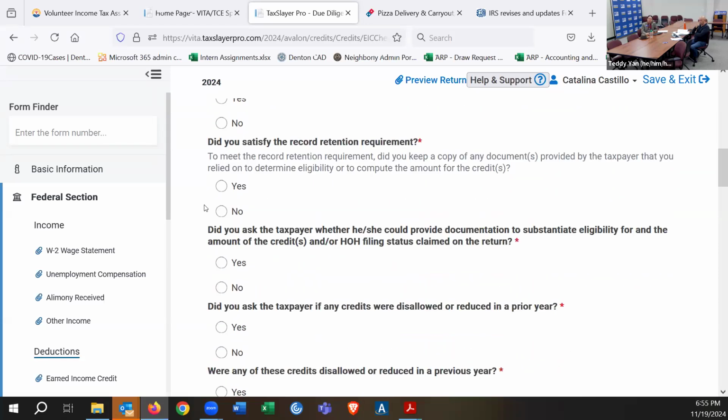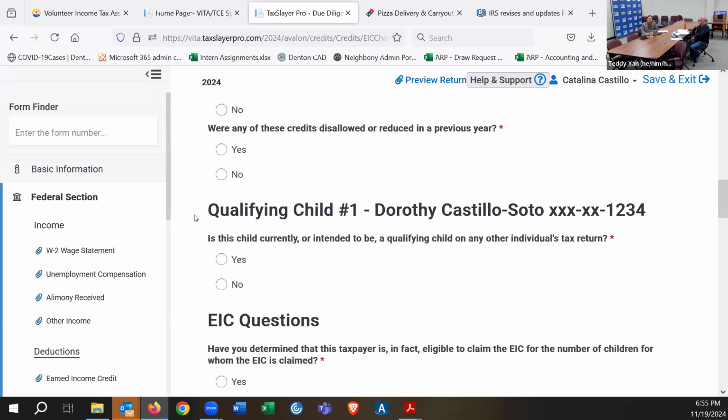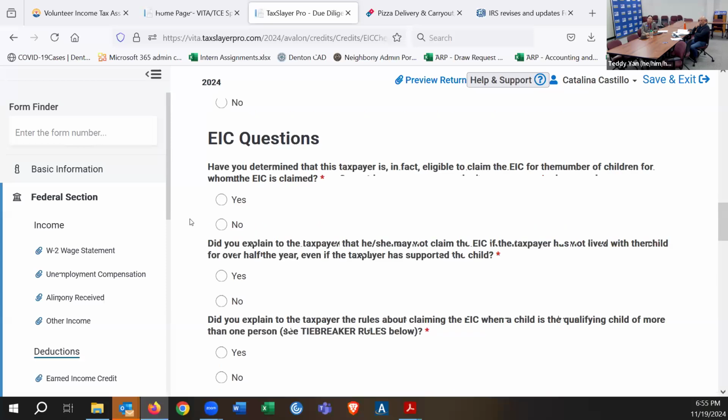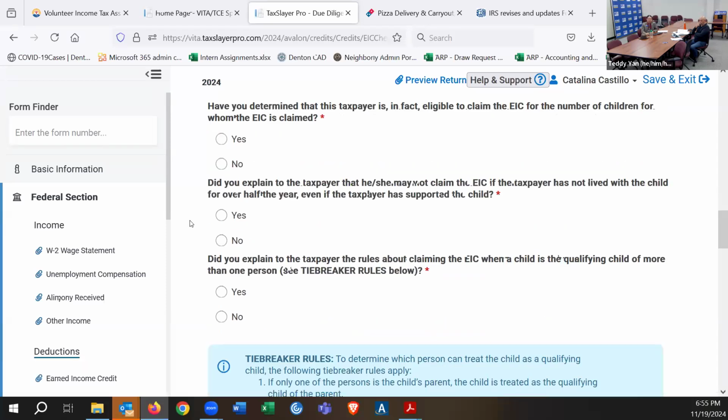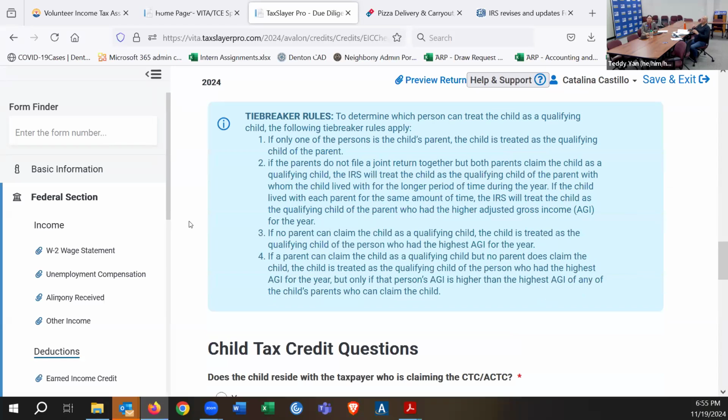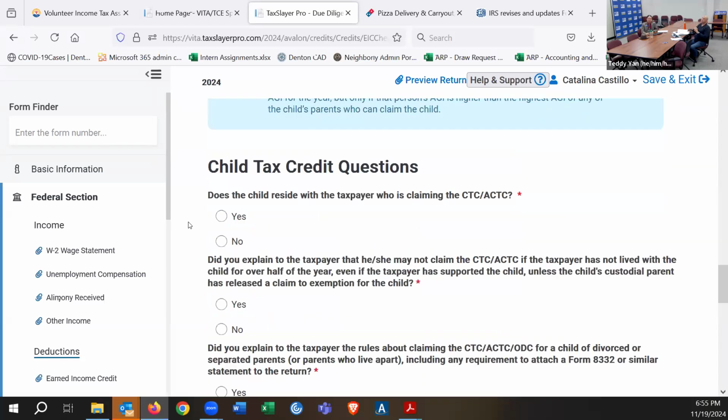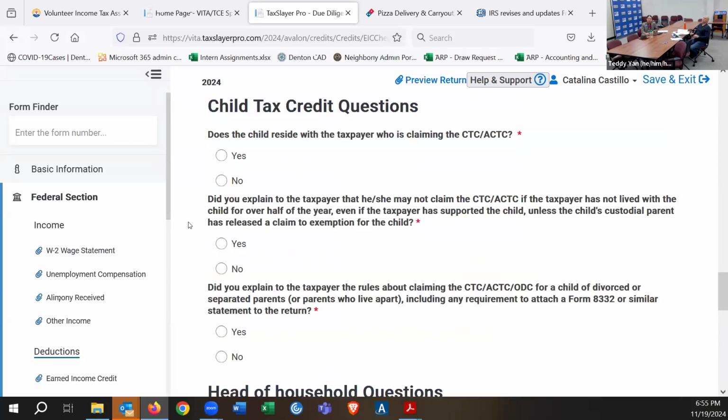You can go step by step through all of these questions and it will tell you whether or not they are able to claim earned income credit and child tax credit.